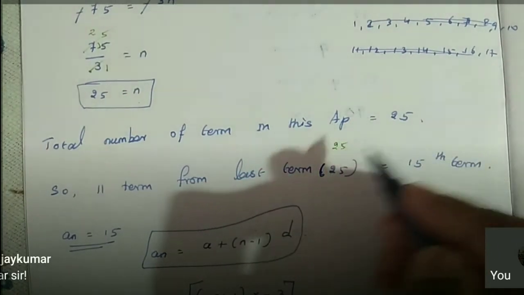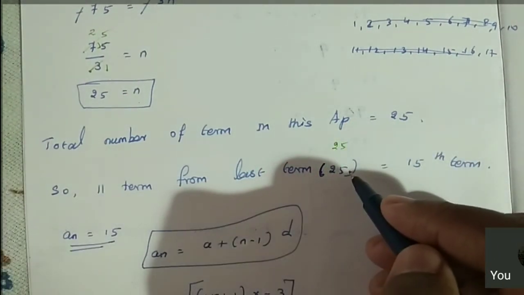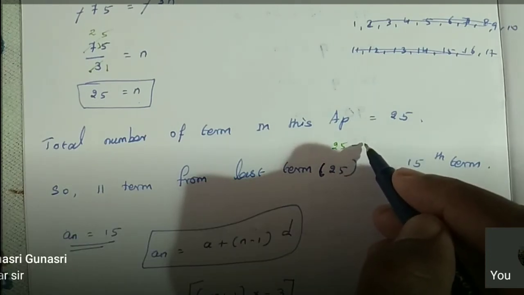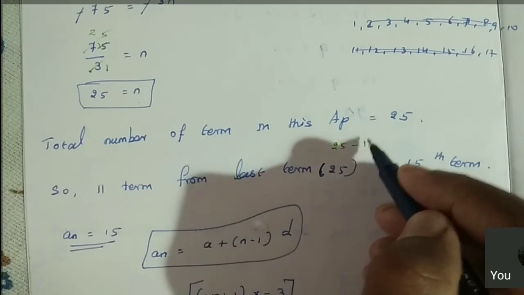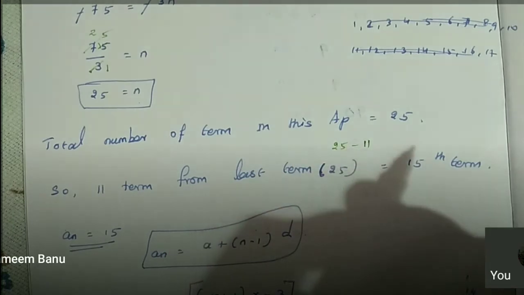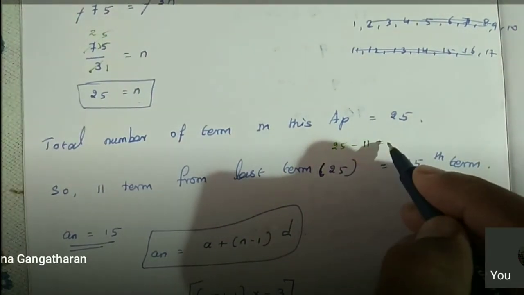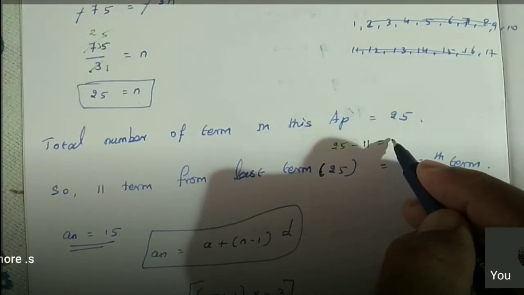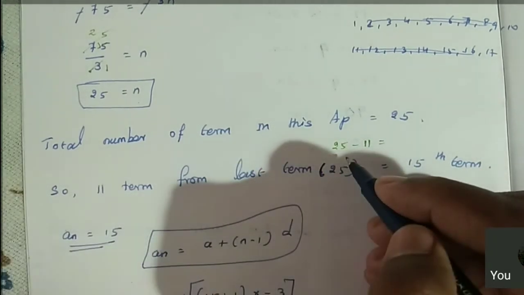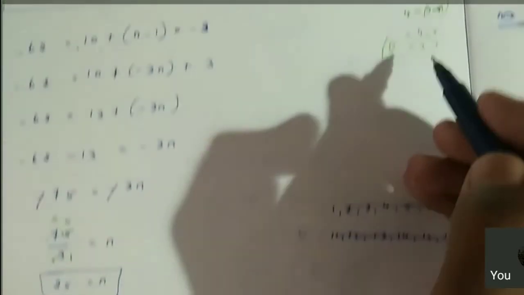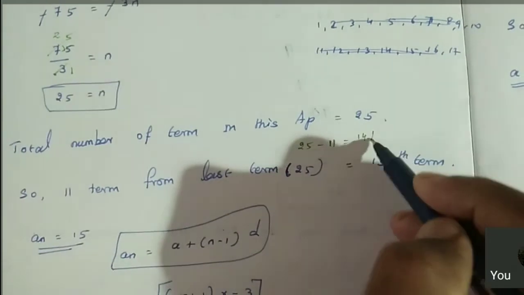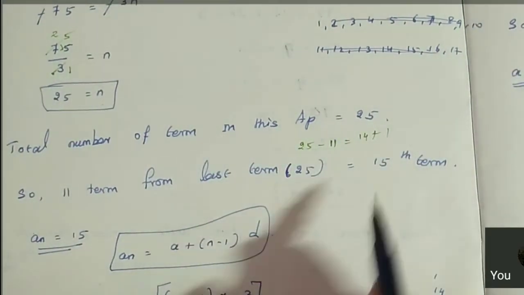We are doing this to the front side. So 25 minus 11 is 14. Listen, here we are finding the backside-to-front-side number, so just add 1. So that is the 15th term.